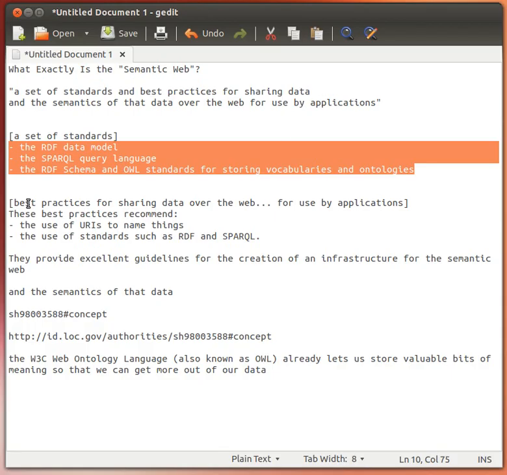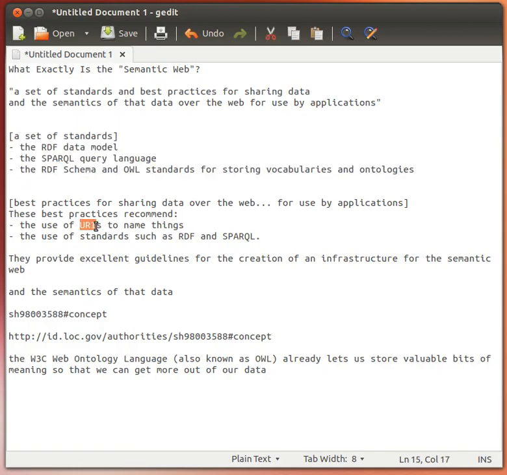Now, the best practices, for example, for sharing data over the web, for use by applications. So, the best practices for the semantic web. And by the way, it's all invented by Tim Berners-Lee. The best practices, for example, are to use URIs, uniform resource identifiers, to name things, so we can have naming of things coming from certain places or certain URIs, and then to use the standards such as the RDF framework to format model data, the data model, and then the SPARQL language to query the data.